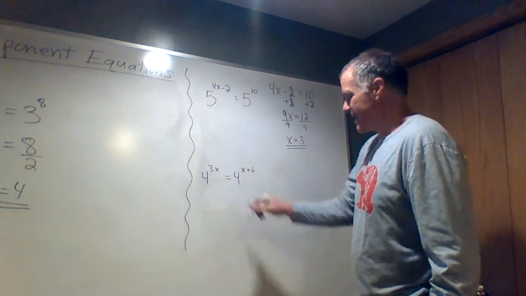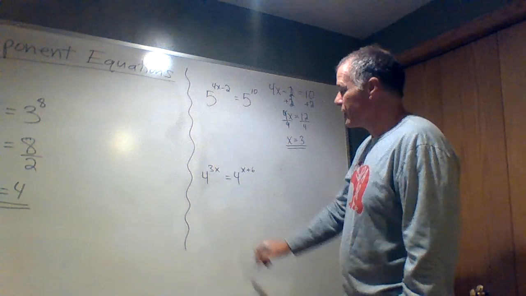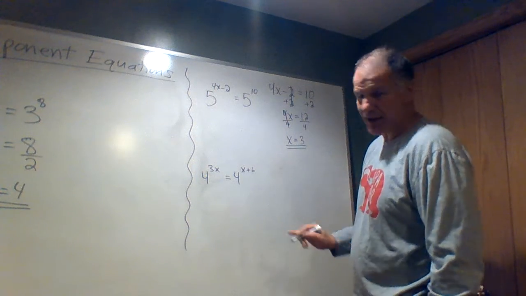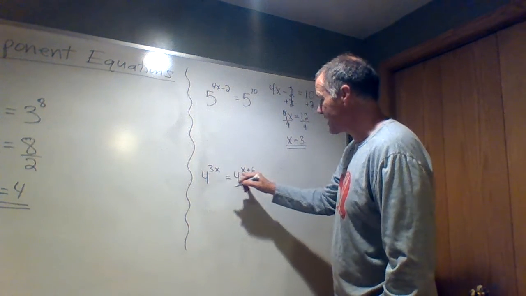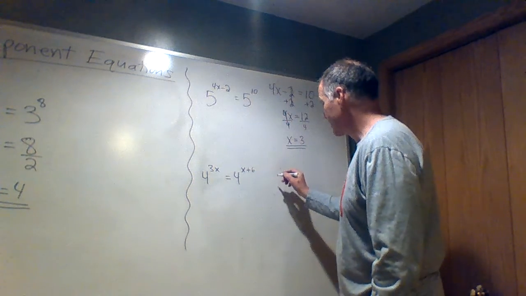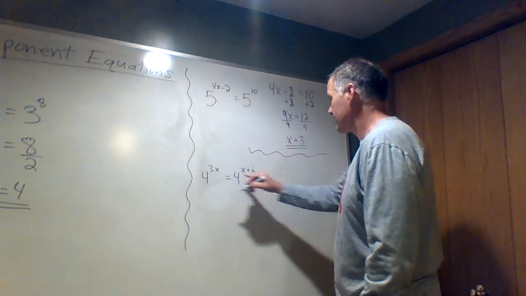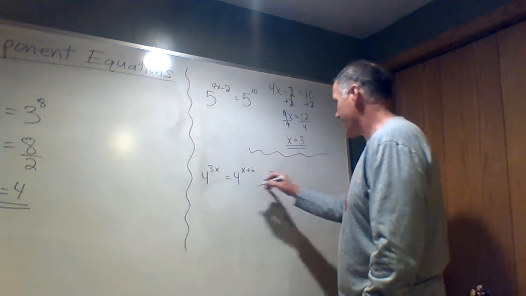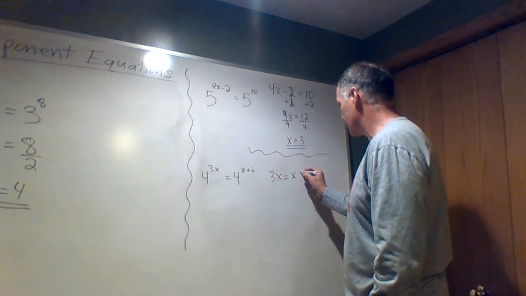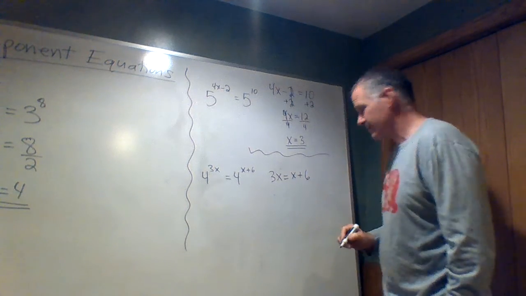Now this one's not, I mean, none of these are that hard. Just going back to some things you might not have remembered. But that base is 4, that base is 4. We've got 3x, we've got x plus 6. So that 3x has to be equal to x plus 6.